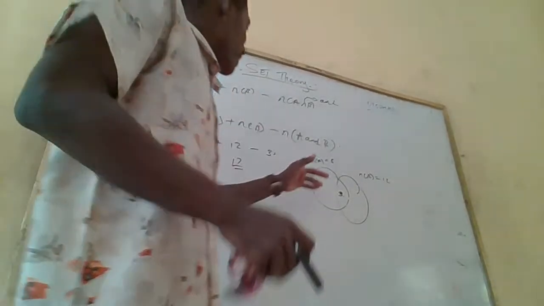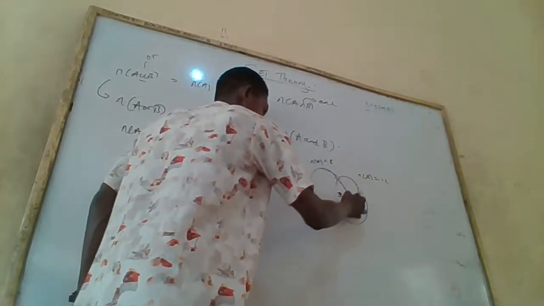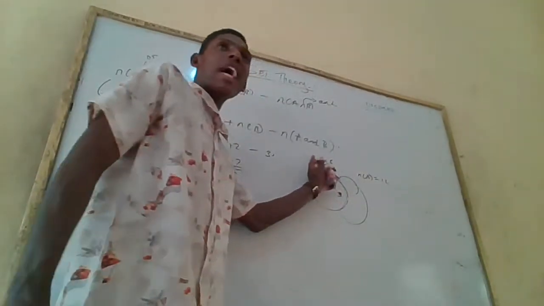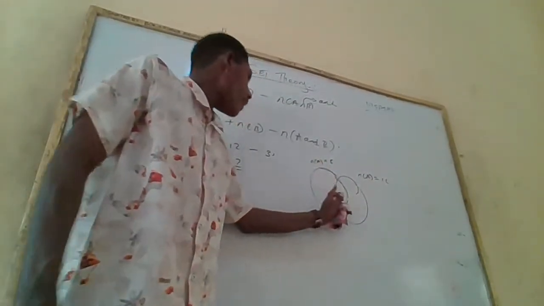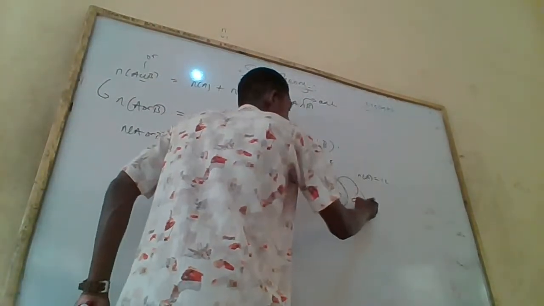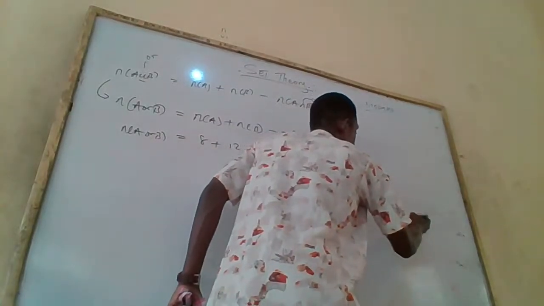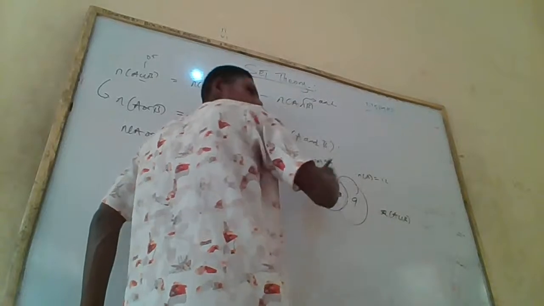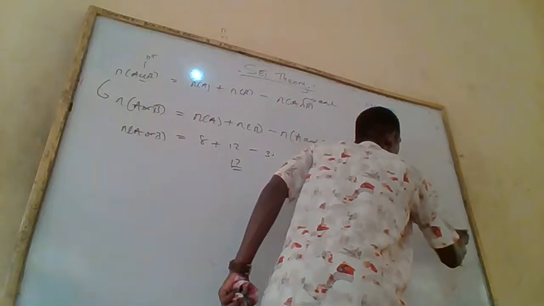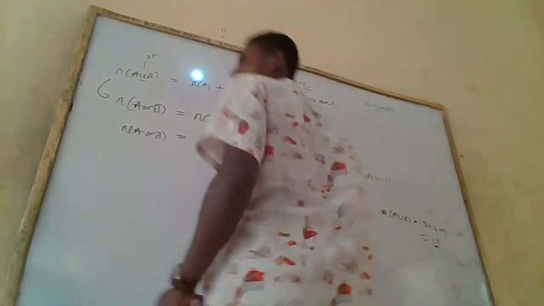Now, listen very carefully. They said N of A is equal to 8. It simply means that the whole circle of A must be equal to 8. But look at this region. This region is for N of A only. To get this, 8 minus 3 is 5. To get this one, 12 minus 3 is 9. Let's add together. N of A union B is the addition of this circle and this circle together: 5 plus 3 plus 9. 5 plus 3 is 8. 8 plus 9 is 17. Same answer.